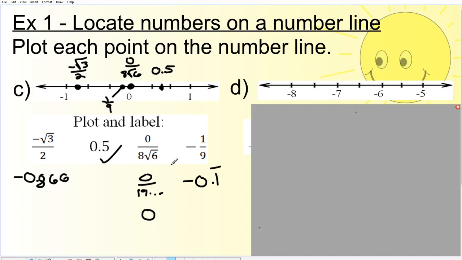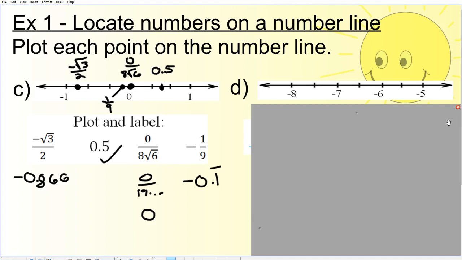Okay, so we're getting close. Not exact. We need to be within reason. If you're within about, like, say, that distance of where it actually should be. I mean, I'm within that distance of 1/9. 1/9 is around here somewhere. I'm pretty close to it. I don't have to be exact, and neither do you.